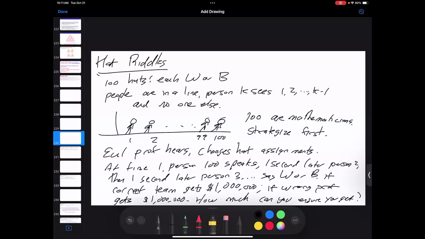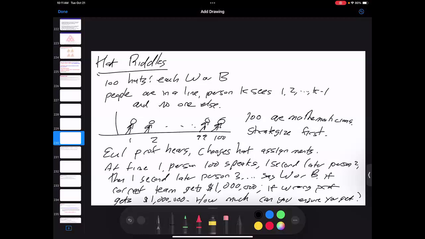This is what you say. But I will know your strategy. And I will choose the hat assignments in such a way so that if anything can go wrong with your strategy, it will. What's the most you can guarantee that you will get? Okay, does everybody understand? So this is related to a nice concept that we have seen in this class in terms of how to solve something like this. Yes?